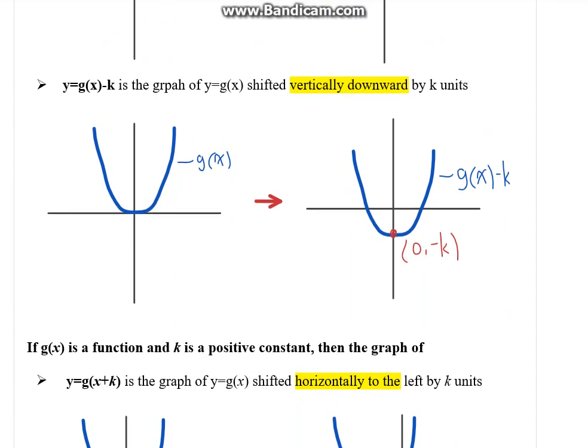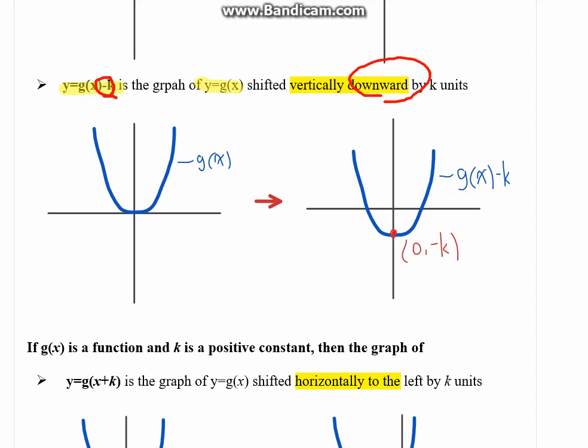Moving on. Next, we're going to look at a case where there's a vertical shift downwards. So if y is g(x) minus k, this is going to be the graph of y equals g(x) shifted vertically downwards. Again, it's negative, so it's going to go down. If this is y equals g(x), this is going to be y equals g(x) minus k. It went downwards. And again, this part is where the y occurs. So this point here is going to be (0, minus k).